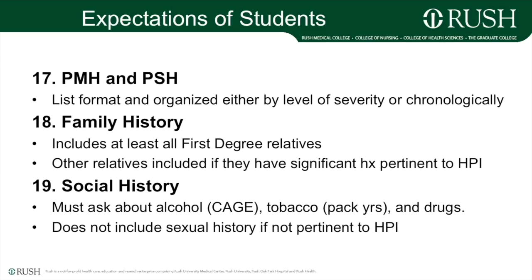Number 17 should address the patient's past medical and surgical histories. These both need to be in a list format with dates and in order of severity or chronology. Family history, list at least all the first-degree relatives and their history, or if they're healthy. And other relatives should also be listed if they have history significant to the HPI. Social history, again, you must ask about alcohol, tobacco, and drugs. Do not include a sexual history if it's not pertinent to the HPI.